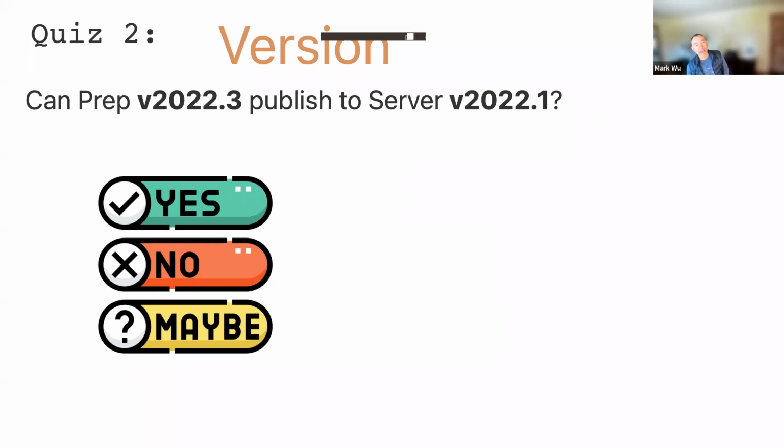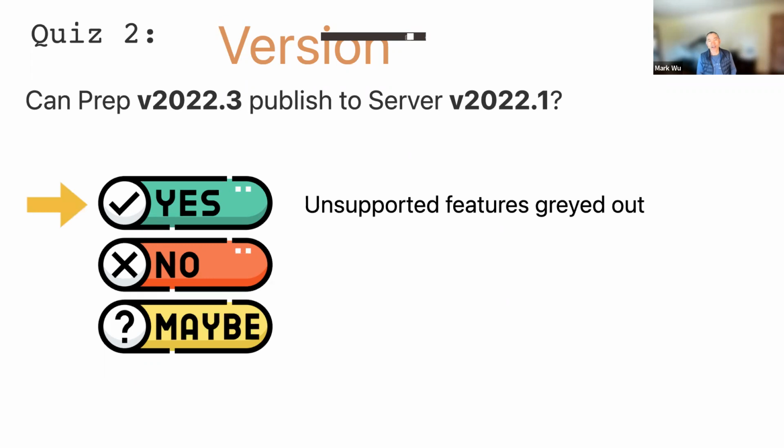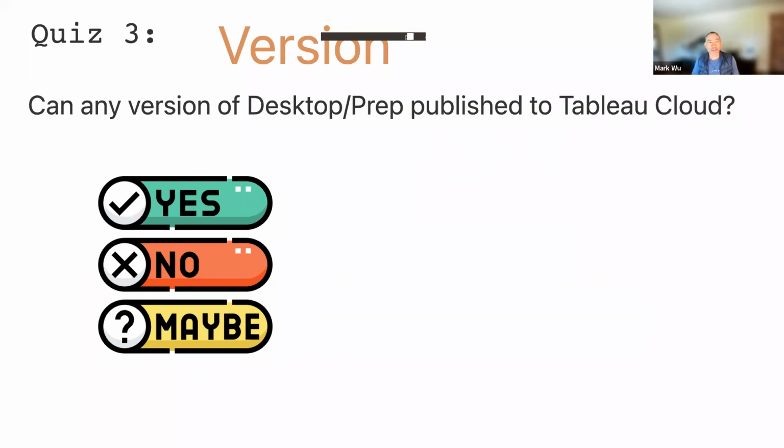Question number 2: can Prep 22.3 publish to a server 22.1? A higher version Prep to a lower version server. Can or not? David says yes. Yes, but some features will be grayed out. Got it, understood. Good.